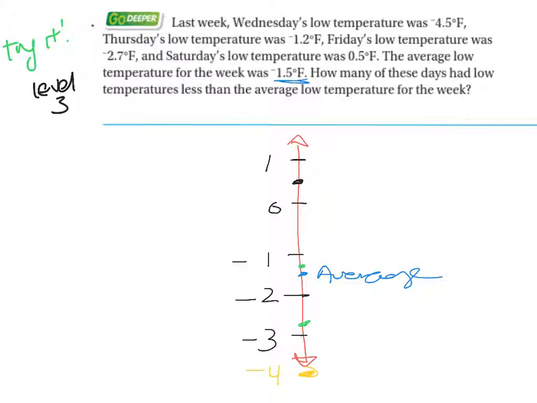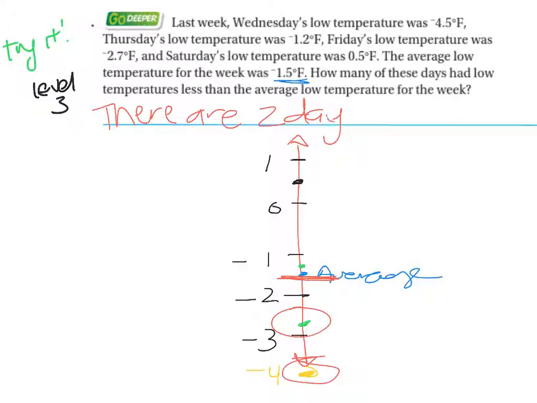So here's my average. How many days are below average? I've got 1, 2. So there are 2 days with below average temps.